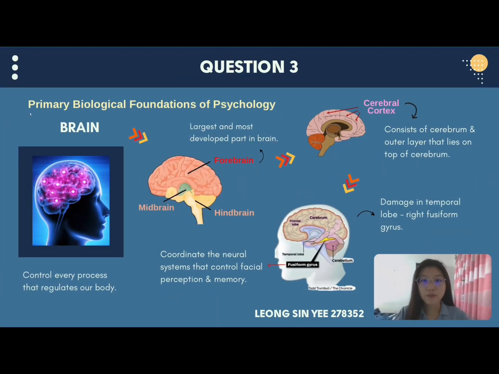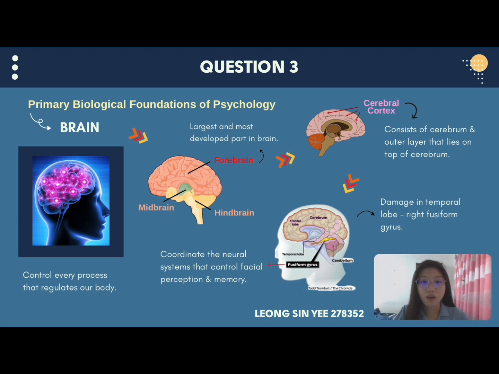Good day, doctor. My name is Langsini and my matrix number is 278352. I will present question 3, the primary biological foundations of psychology that are linked to the behavior in our case study. So the main character, Anna, suffered a slight cerebral shock, causing her to lose the ability to recognize people's faces after being attacked by the killer, and she was diagnosed with prosopagnosia, also known as face blindness. So Anna most likely suffers from acquired prosopagnosia, which develops after brain damage, often after a stroke or head injury. So the main biological foundation of psychology that is linked to prosopagnosia is the brain.